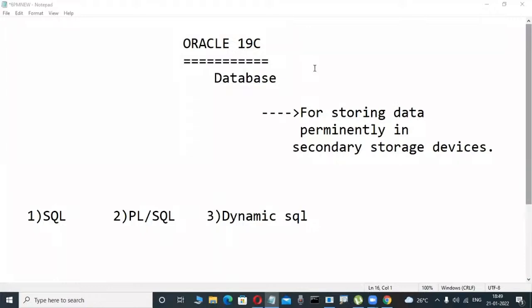Logical, physical, both the things relation. Okay, after one or two days we are starting the actual classes. Don't worry.